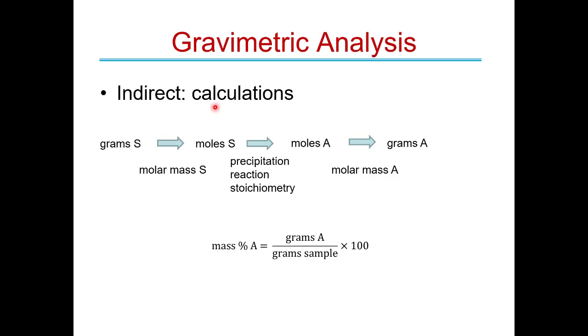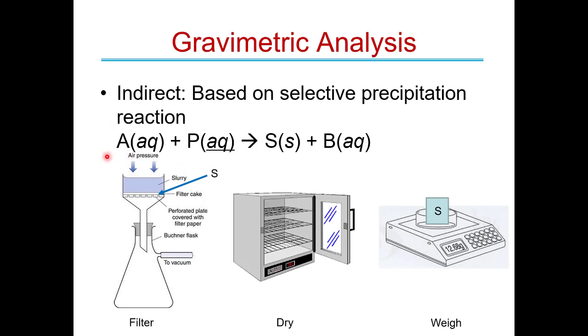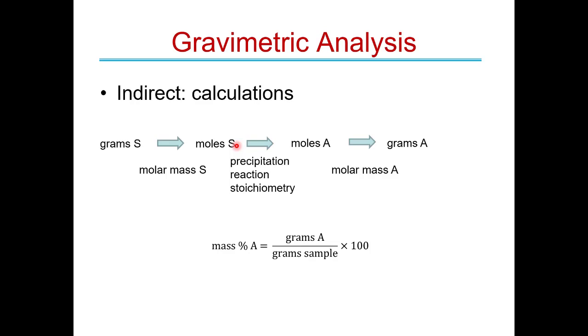And that's summarized in this table, the indirect gravimetric analysis calculation scheme. So we measure the grams of S on the balance. We convert to moles of S using the molar mass of S, right? Then we use our precipitation reaction stoichiometry. So in my example, that was 1 mole of analyte for every 1 mole of solid that you get. But your reaction, if you were doing a precipitation reaction, might be different than that. So we use the stoichiometry to convert moles of S into moles of A, and then finally, because we know what A is, we know its molar mass, and we can go from moles to grams using the molar mass of A.